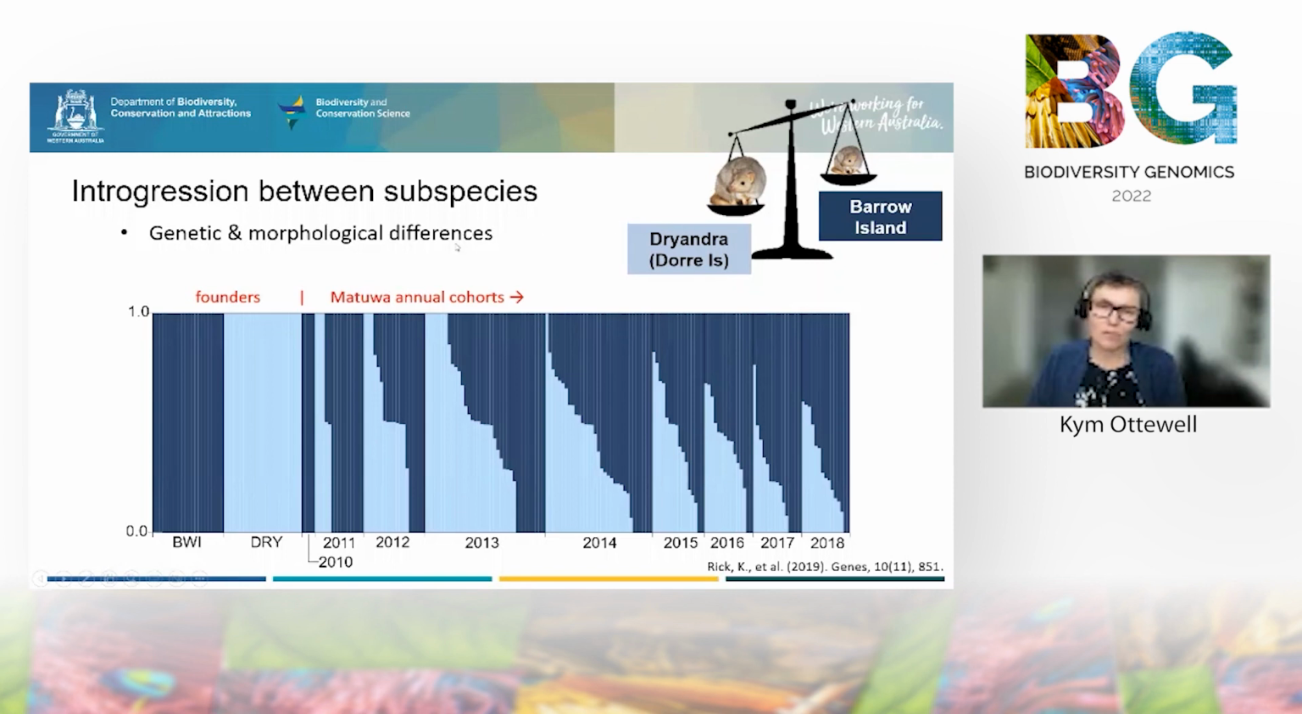So given this disparity in terms of both the morphological differences and the genetic differences between these populations, we were concerned that mixing of these populations may have been a candidate for the expression of outbreeding depression.